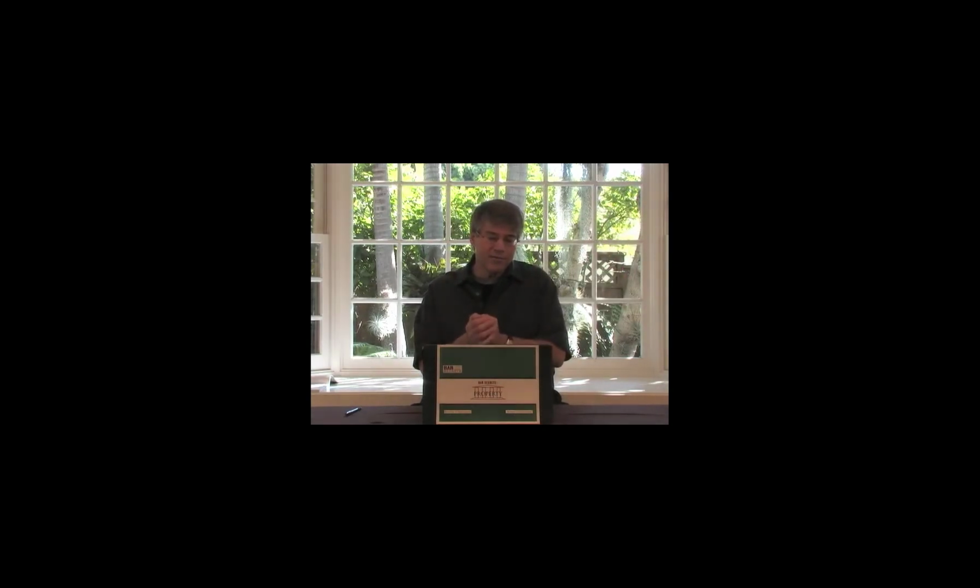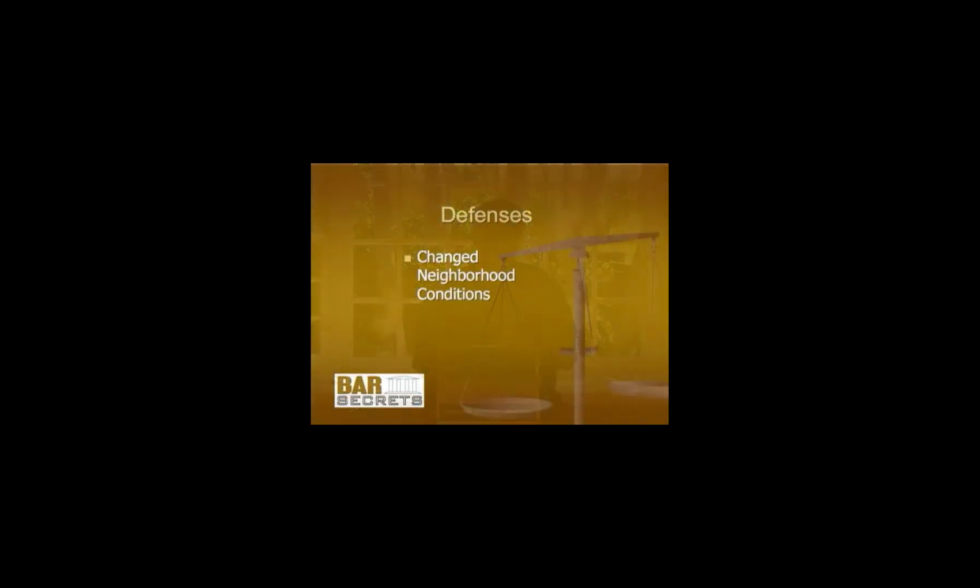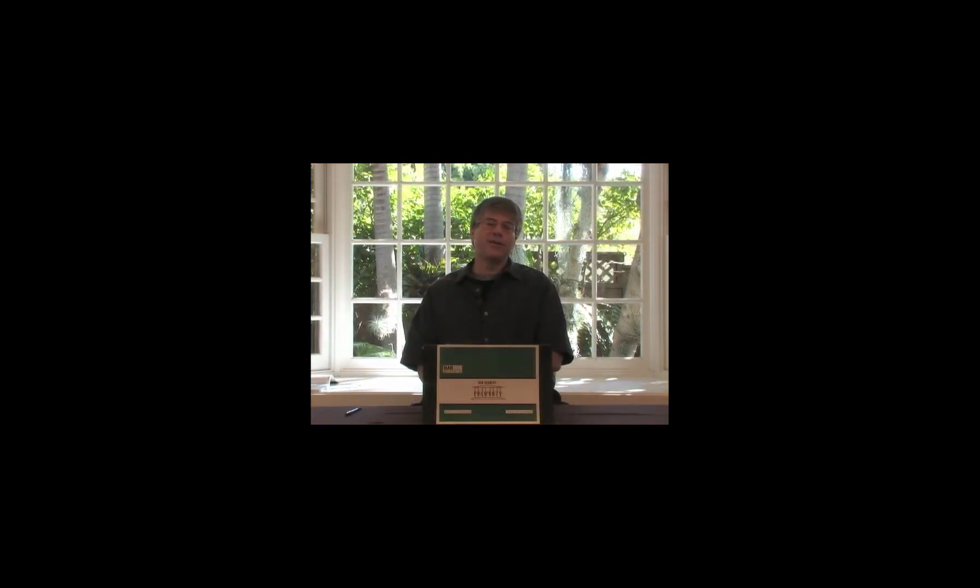Now, the defenses, well, the three main defenses, actually four. One is the doctrine of changed circumstances or changed neighborhood conditions. And that's exactly what the casino owners argued. They said, no, this neighborhood's run down. The court was pretty strict on this. The court said, no, not just a few of them. If you want to use this doctrine of changed neighborhood conditions, you have to show that all lots are affected, not just a few on the fringes here.